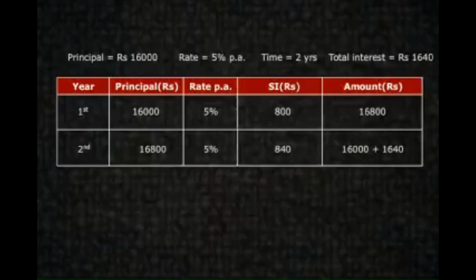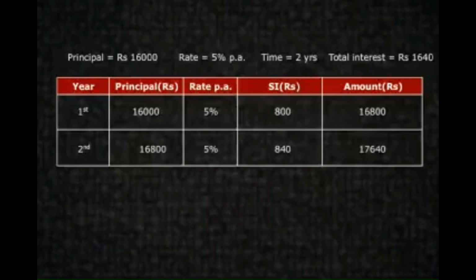Add the two, and you get 17,640. That is the amount I'll have to pay. So I paid an interest of 1,640. You know something? Had it been simple interest instead of compound interest, I would have had to pay less. How? What would have been the total interest in that case?